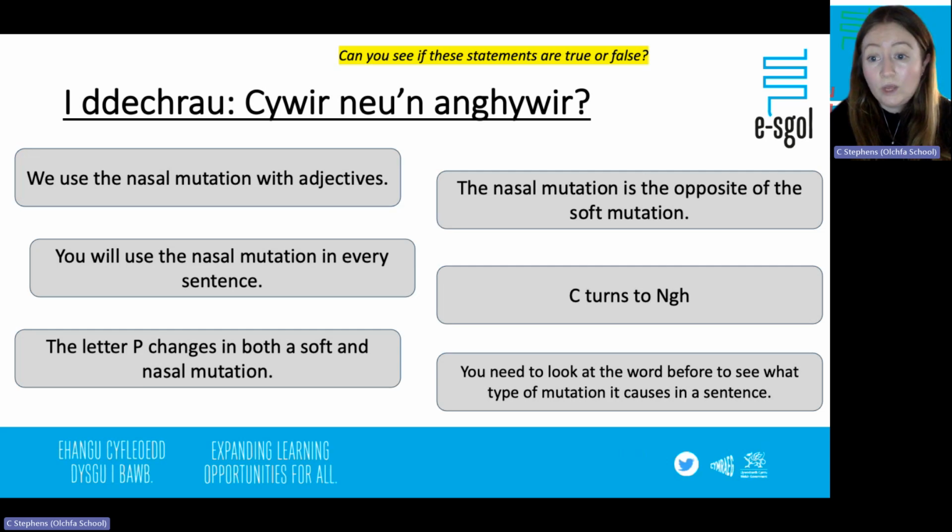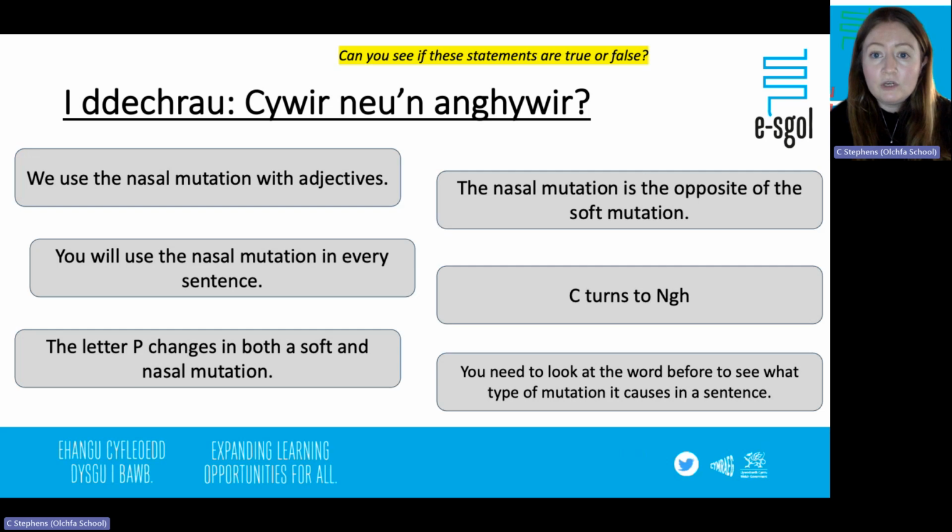Now that is cywir, true. Okay, so in a soft mutation, we've got 9 letters that change, and there's another video that you can actually click on to practice that. In the nasal mutation, mae 6 llythyren. There are 6 letters that change, but a P is a letter that changes in both the soft and the nasal and actually the aspirate mutation. So P is a letter that is always going to change should a mutation be required. Okay, what a P changes to may vary, but a P is a letter that changes in all of the mutations.